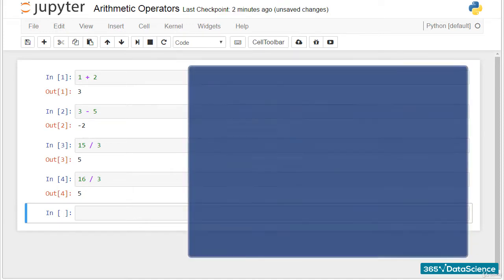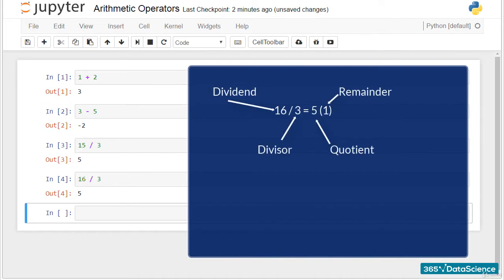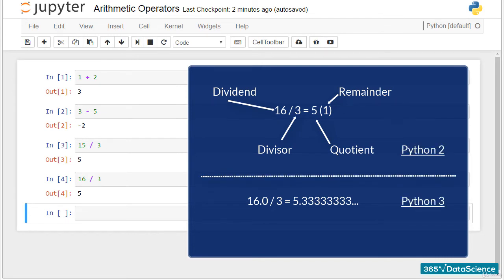Mathematically, if we divide the integer 16 by 3, we will obtain a quotient of 5 and a remainder of 1. If we use real numbers or floats, the float 16 divided by 3 will result in a float value of 5.33. Therefore, we obtained as a quotient the integer 5 and no information regarding the remainder of the division of 16 by 3. This is one of the few substantial differences between Python 2 and 3.